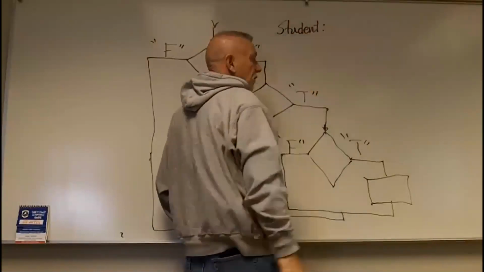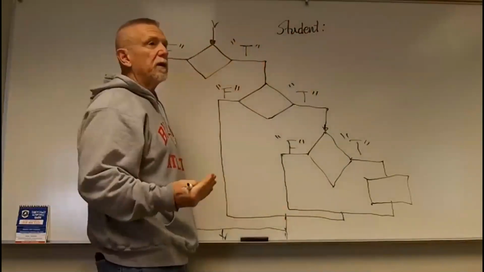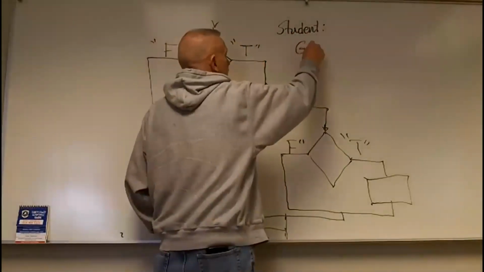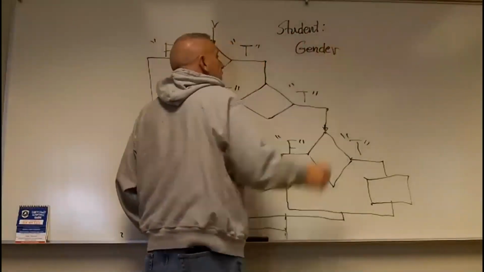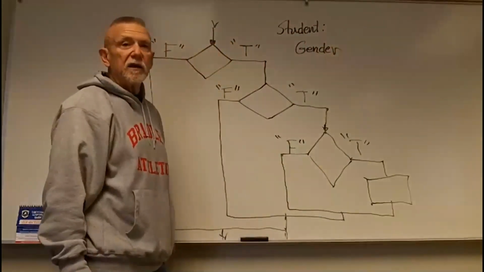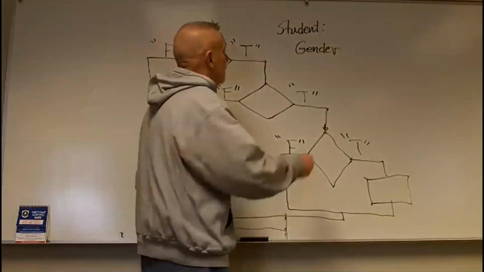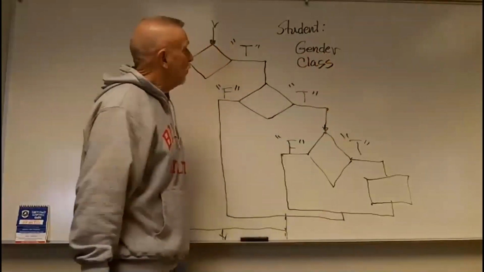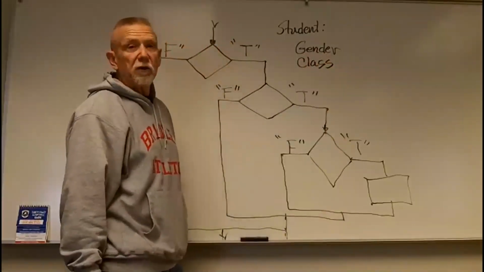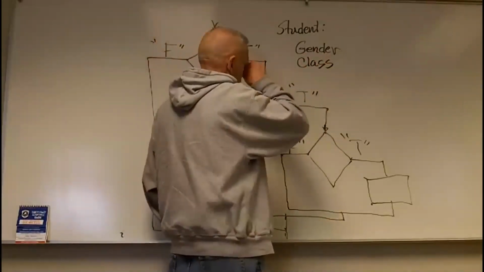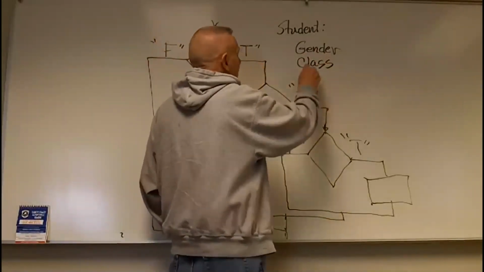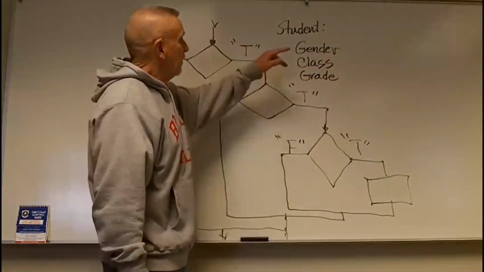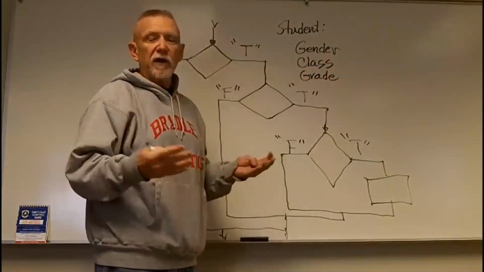with these requirements. First of all, the student needs to be either male or female, so we'll call that gender. The student has to be in Computer Science 115, so we'll call that the class they're in. And then the last one is, are they a freshman or a sophomore? What do we want to call that? Grade, I guess.